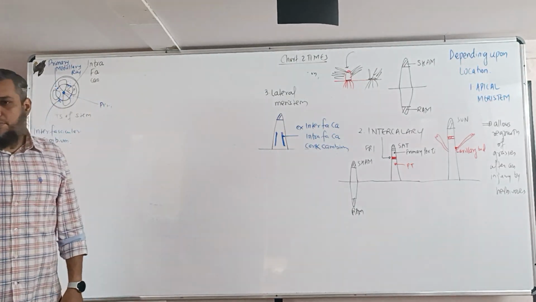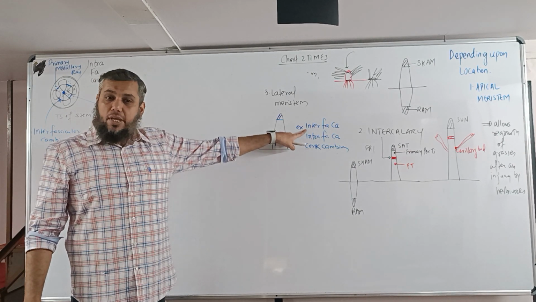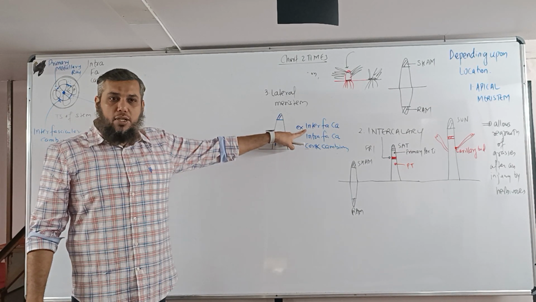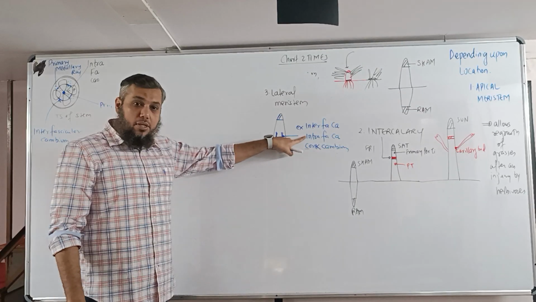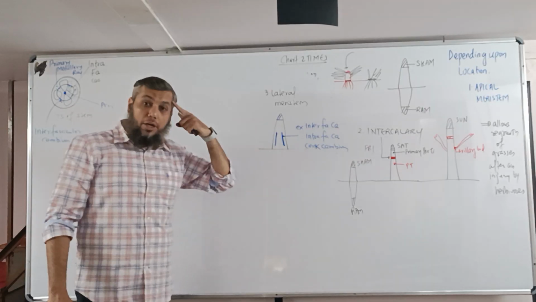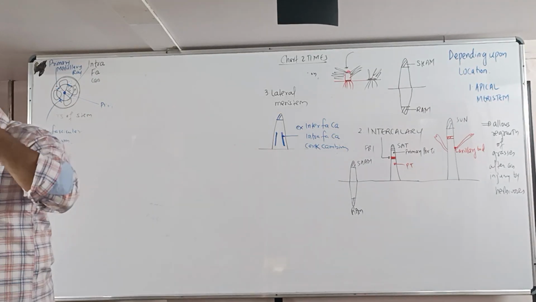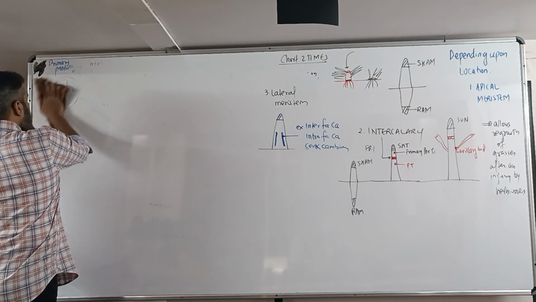Lateral meristem. So interfascicular cambium, depending upon the origin, is secondary, but depending upon location is lateral. Intrafascicular is primary, but depending upon the location it is lateral. Cork cambium, depending upon the origin is secondary, but depending upon the location it is what? Is my class following what I am saying? Yes or no, chalo?